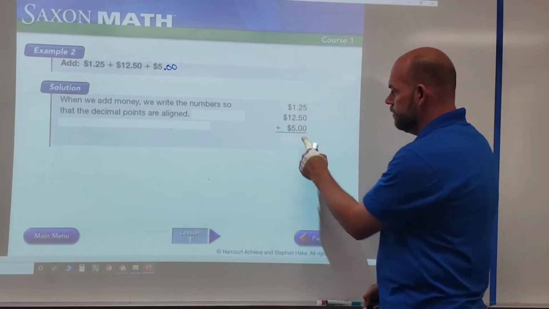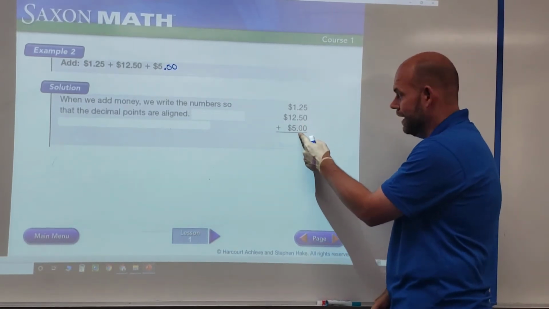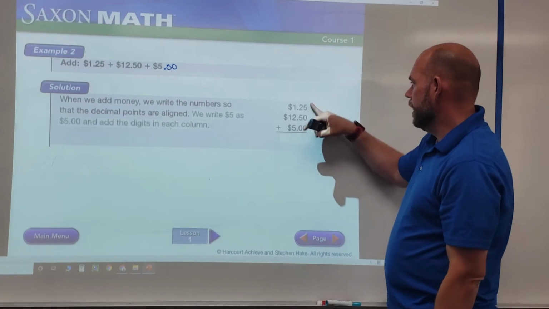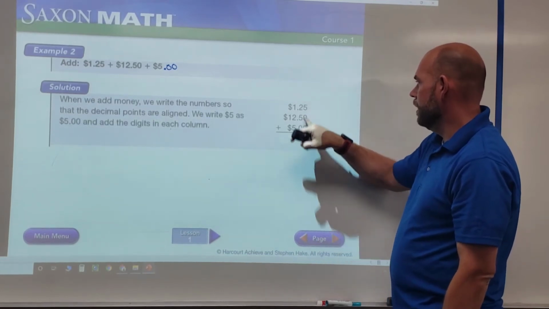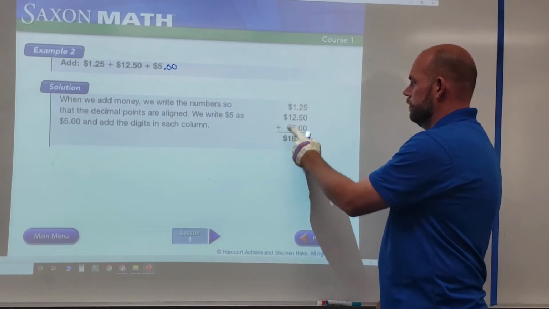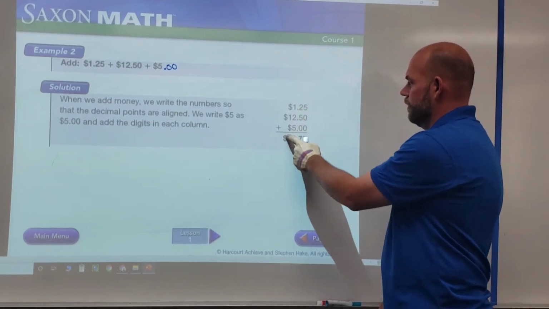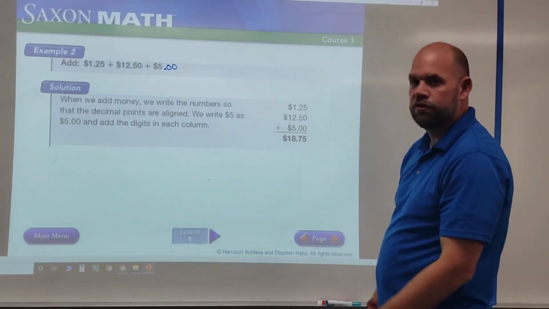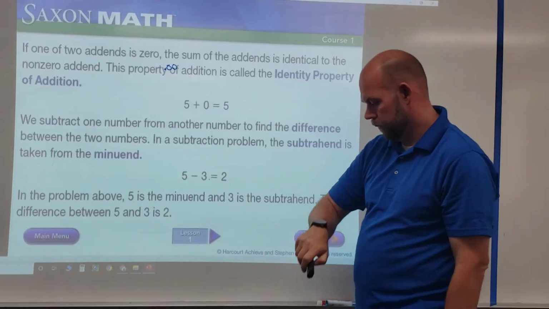We're gonna line it up, see how the decimals are aligned, and then we can add the 5 to the bottom. 5 plus 2 is 7, and then 1, 2, and 5 is 8, and then we've got a 1, 18.75. So just keep them aligned.